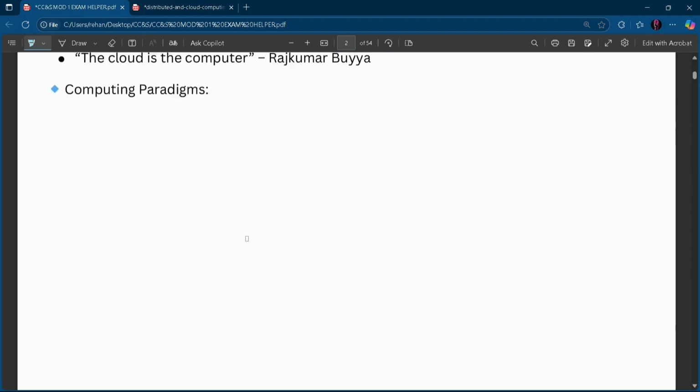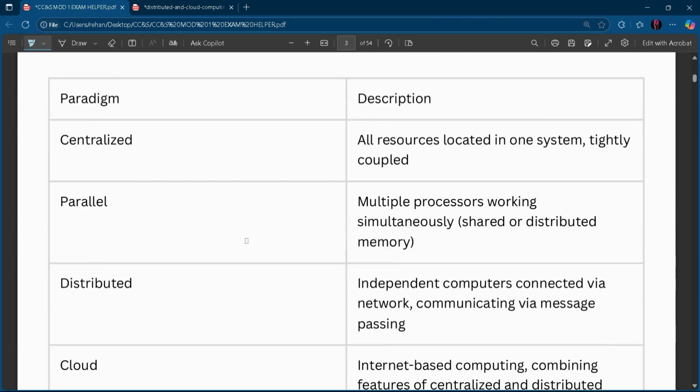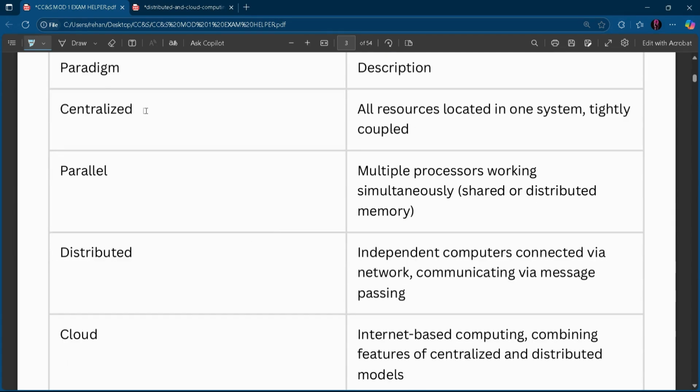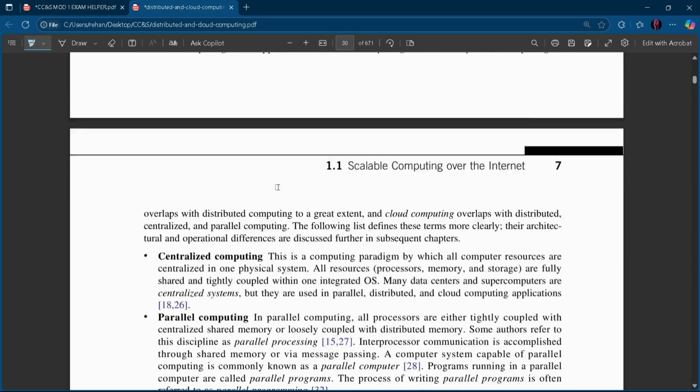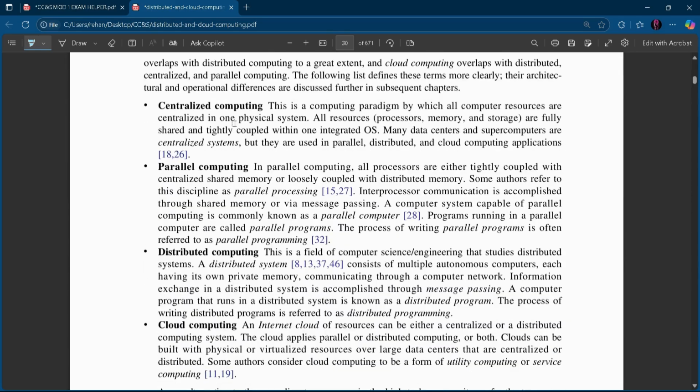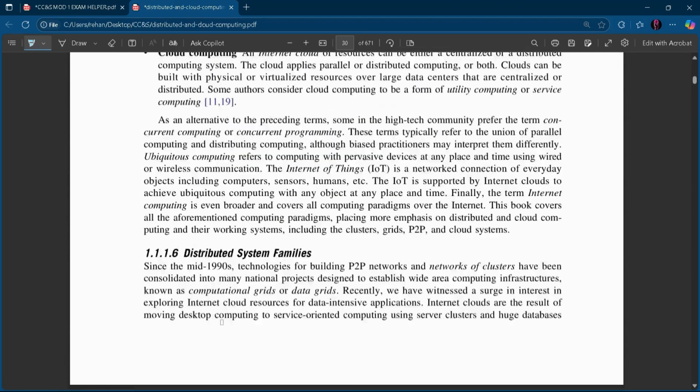Then you have the computing paradigms, which are four that we saw at the beginning of the module. If you see here, you have the computing paradigm distinction. So you have four things: centralized, parallel, distributed, and cloud.